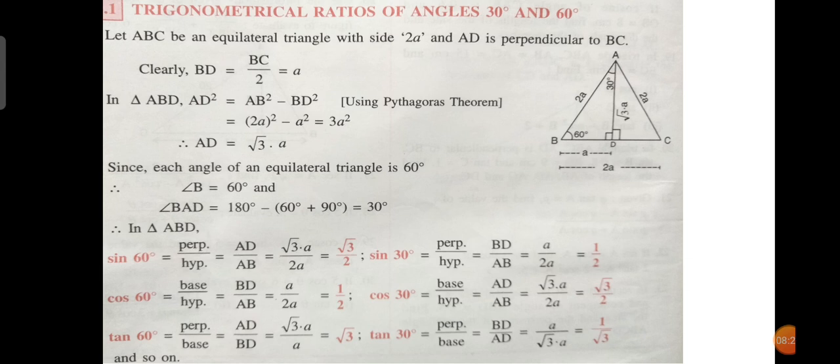Next is sine, cos and tan of 30 degree. What is that? Sine 30 is 1 by 2, cos 30 is root 3 by 2, tan 30 is 1 by root 3. This is not changing. These are the trigonometrical ratios of the standard angles 30 degree and 60 degree. Is it clear? Yes.